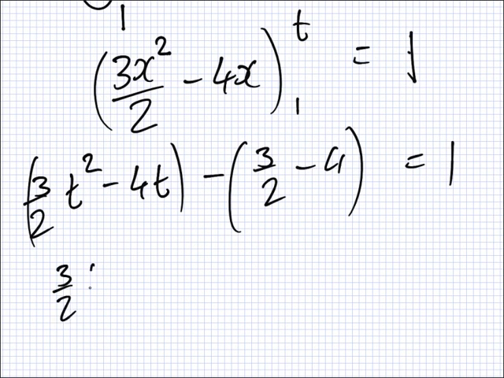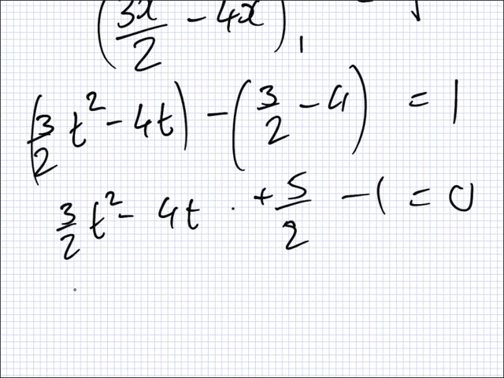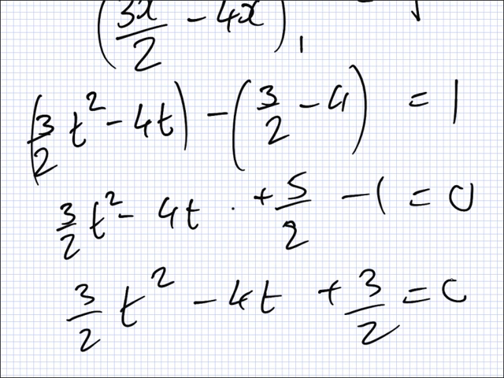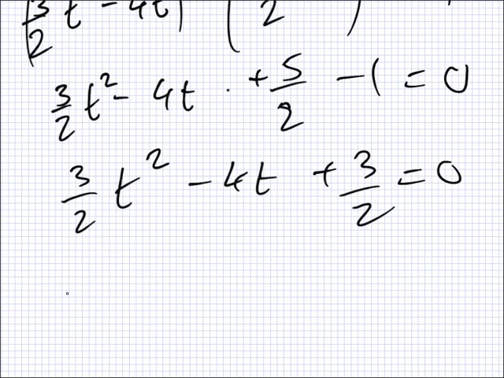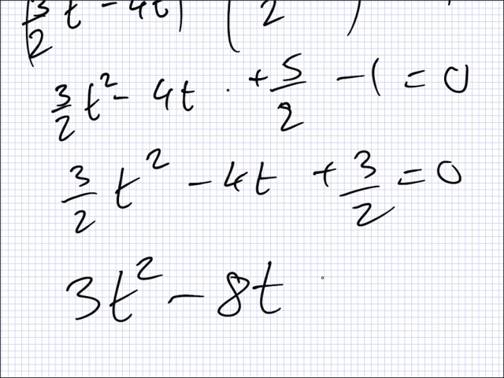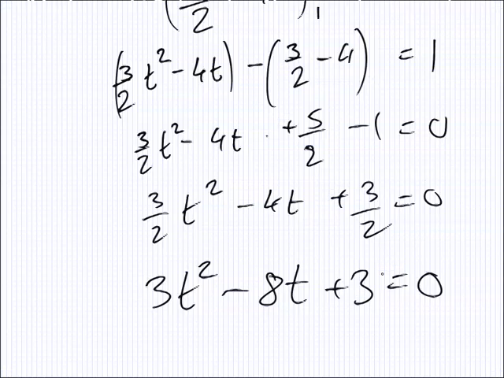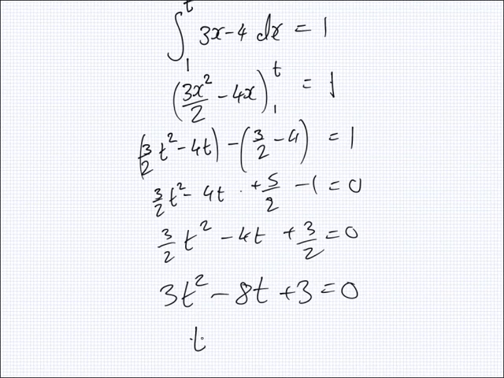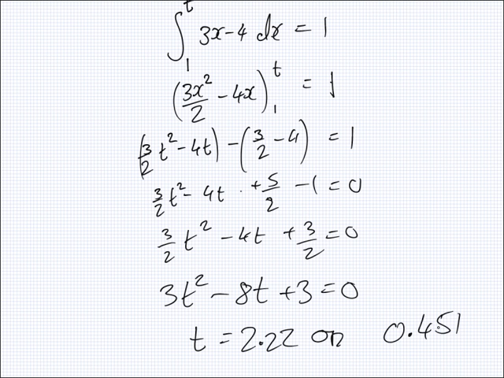So that's 3 over 2 t squared minus 4t, plus, then minus 1 equals 0. So that's 3 over 2 t squared minus 4t plus 3 over 2 equals 0. Which is 3t squared minus 8t plus 3 equals 0. And this has two solutions, 2.22 or 0.451.